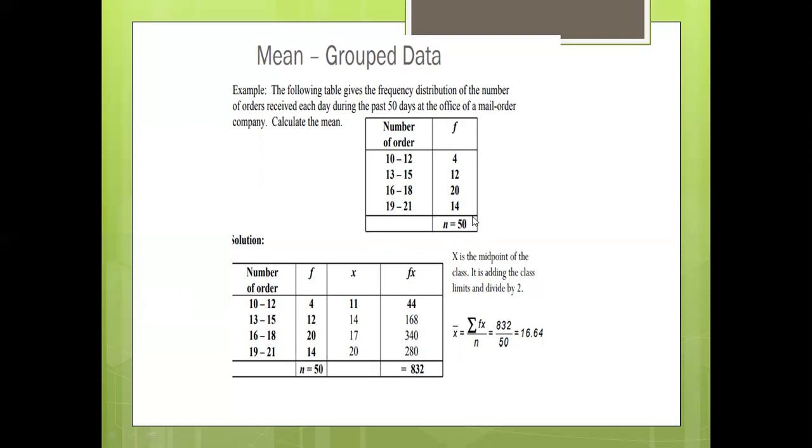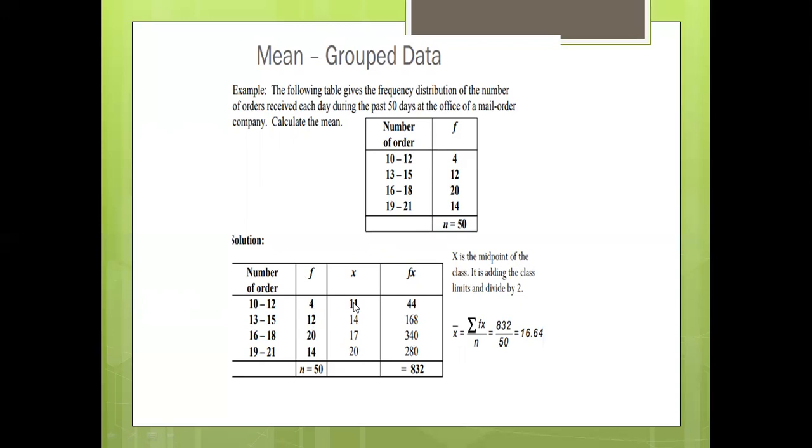But here is a class interval, no single value is here. To find the single value, what is the single value? The single value is the middle value of the class interval. See here, number of orders is given, frequency is given, find x. x is the middle value of the class interval. Middle value of 10 to 12 is 11, 13 to 15 is 14, 16 to 18 is 17, and 19 to 21 is 20. So the middle values of these class intervals are these, and f is already given.